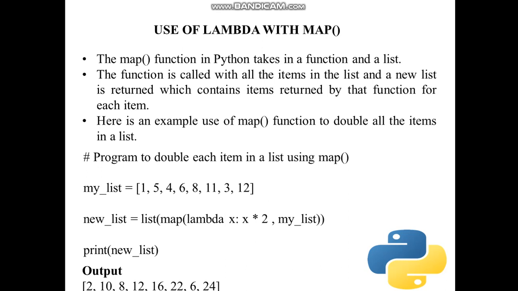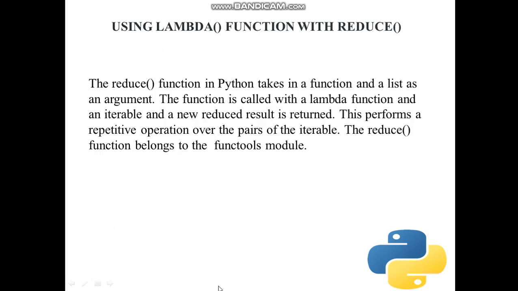So I am again declaring a list using the variable mylist. My new list is list in brackets, map, that means I am using map function, lambda x: x * 2. That means it is going to double the value of all the elements of the list.